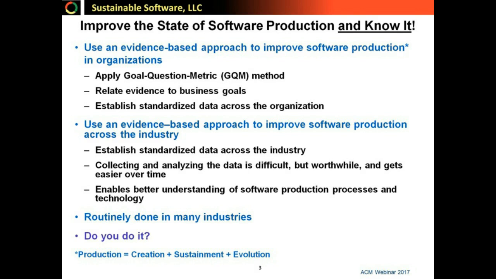What we are suggesting is that we should be using an evidence-based approach to improve software production. Particularly if you are in an organization that does software production, you ought to have some evidence of how good a job you are doing. What we're going to suggest is that you apply the goal question metric method for this, and we will go into that in considerably more detail in a little while, that particularly you relate your evidence to your business goals so that your software is closely related to helping you achieve your business goals.